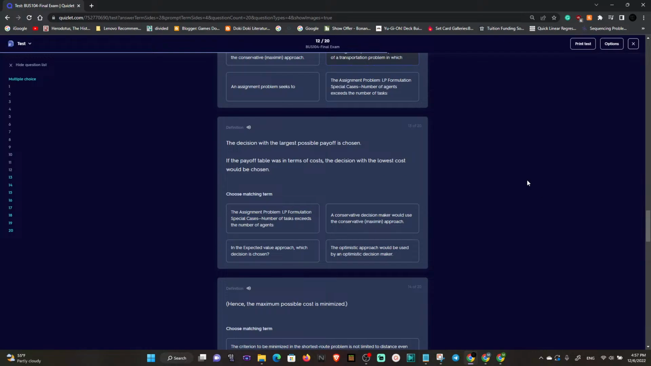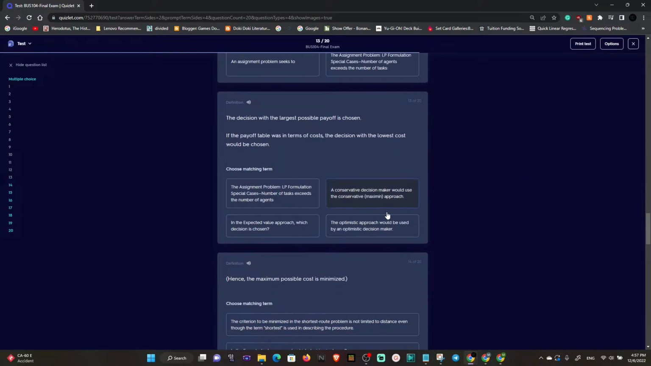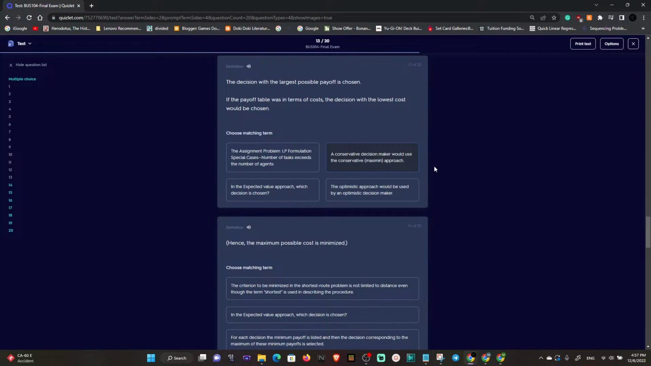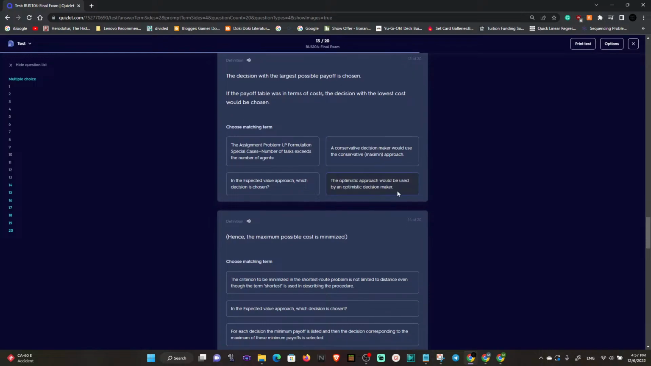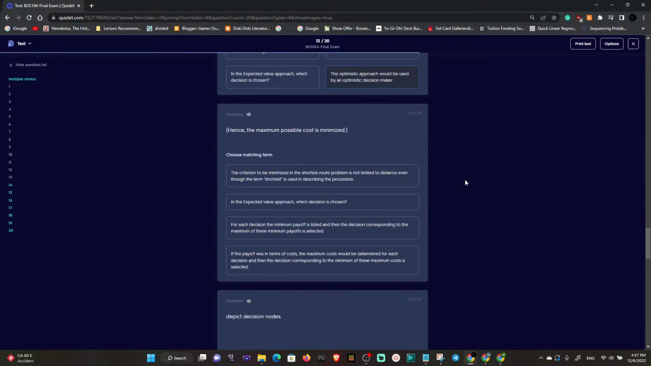The decision with the largest possible payoff is chosen. If the payoff table was in terms of cost, the decision with the lowest payoff is chosen. That is the max-min approach. Wait. No, that's wrong. Largest possible payoff is chosen. That would be the optimistic decision maker. I'm glad I caught that. You're up.